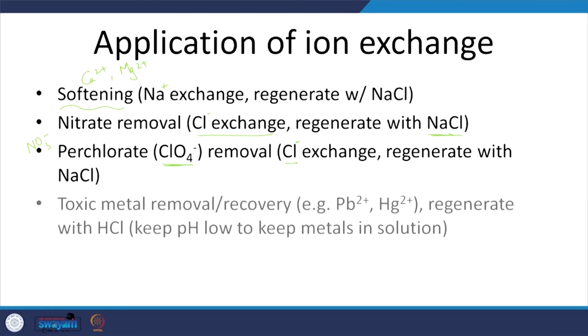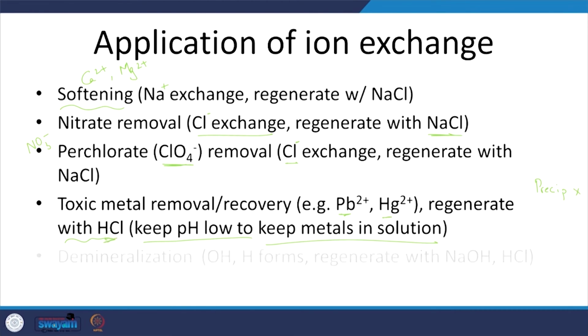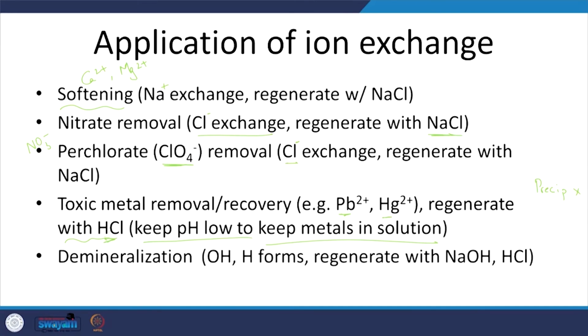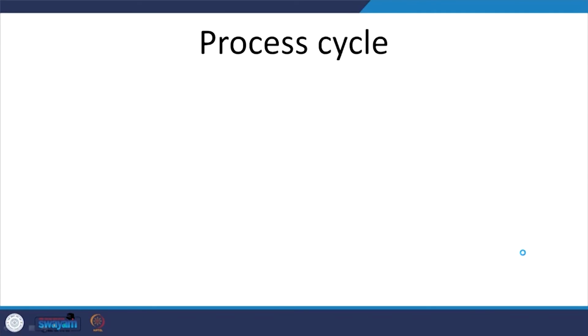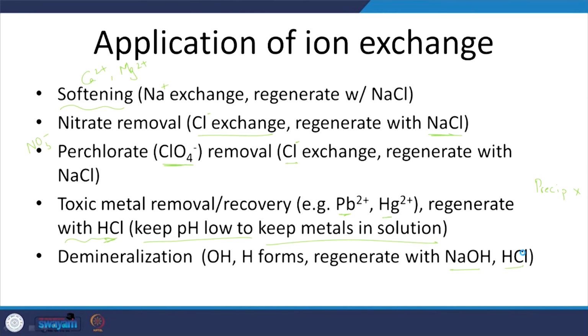And regenerate with NaCl. So toxic metal removal, like for example lead and mercury, we are going to look at regeneration with HCl. Why is it? To keep the pH low, to keep the metals in solution. If the pH is high, you are going to have precipitation of these metals and such. That is not what you want, right? You do not want precipitation to occur; that is something you want to avoid. That is why I guess we are looking at HCl, right? Demineralization, OH and H forms, regenerate with NaOH and HCl, let us see, right? I want to remove the minerals, right? It is all minerals. I am not just talking about a particular compound, demineralization.